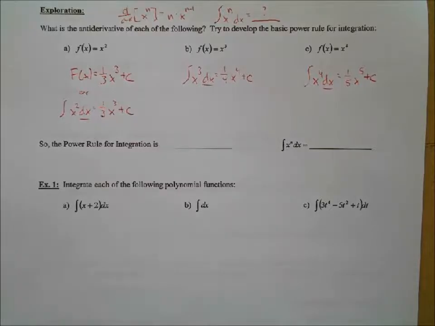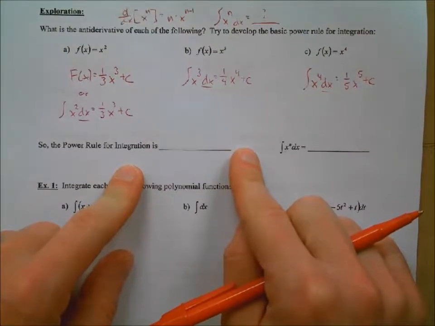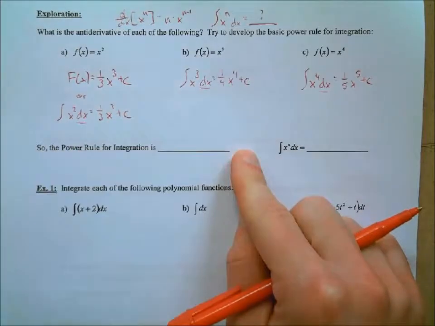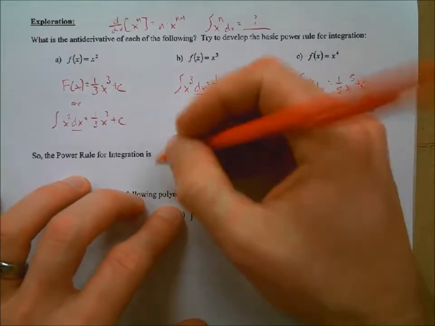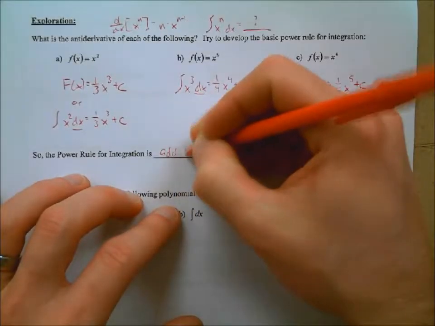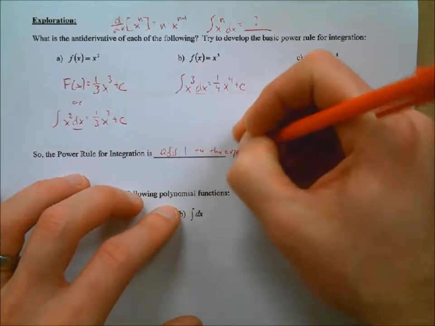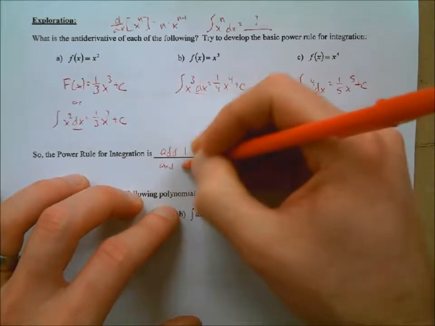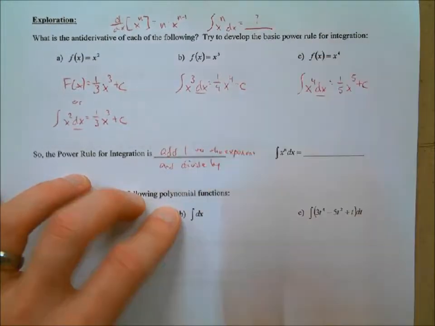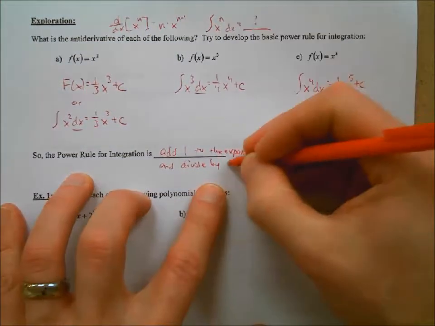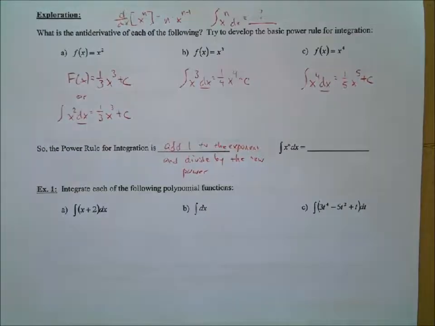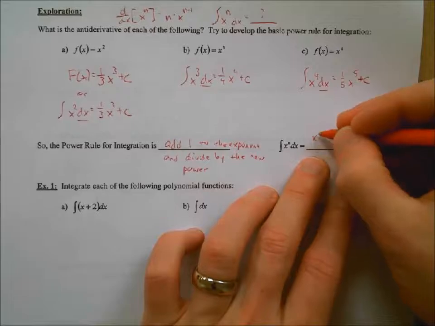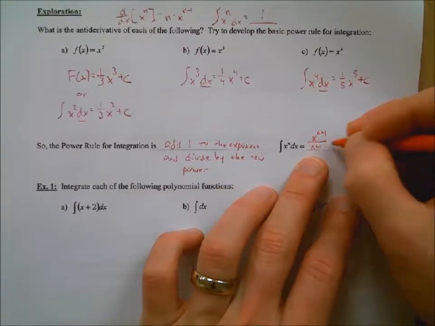All right, so the power rule for integration is, and this is going to be the plain English here. So what should we do? What happens to our exponent? Clayton? I said 1 over n plus 1 times x to the n plus 1. Okay, yeah. So we add 1 to the exponent and divide by the new power. Or more precisely, x to the n plus 1 over n plus 1, and then of course we put a little plus c at the end there.